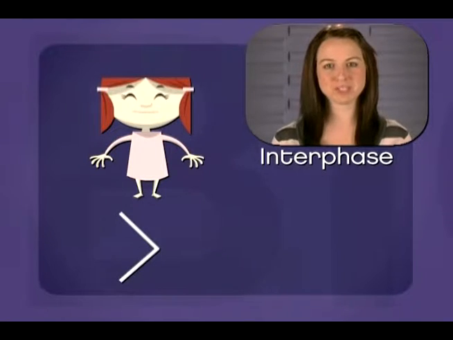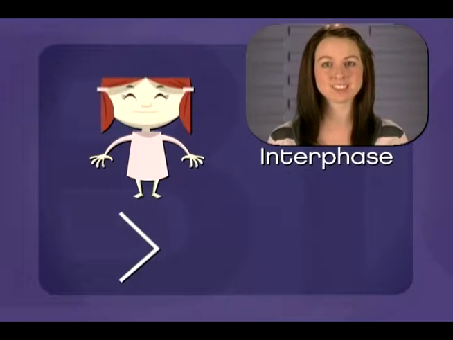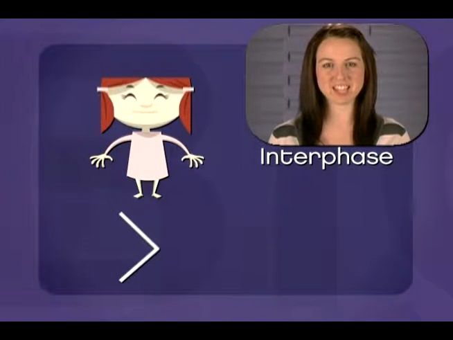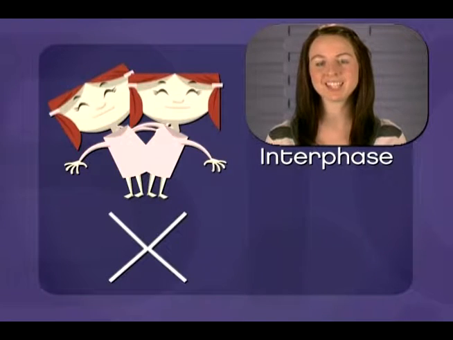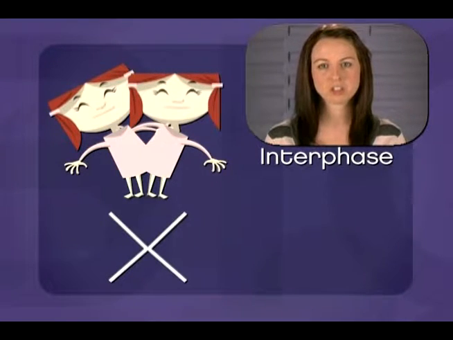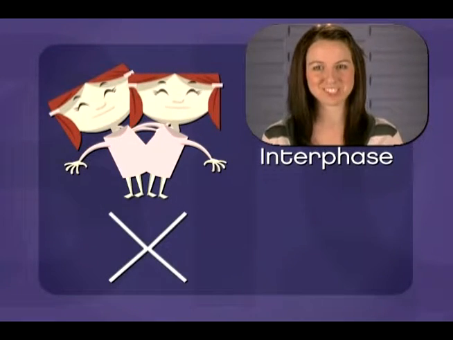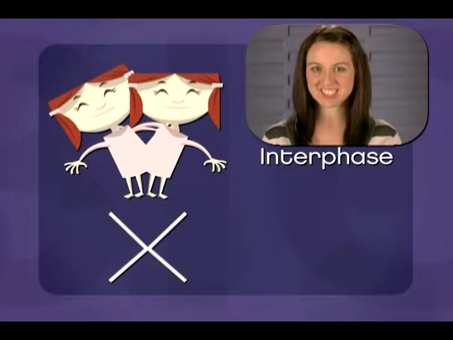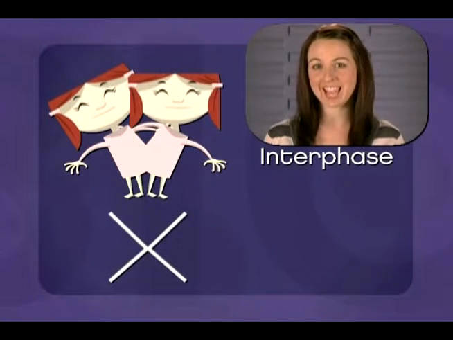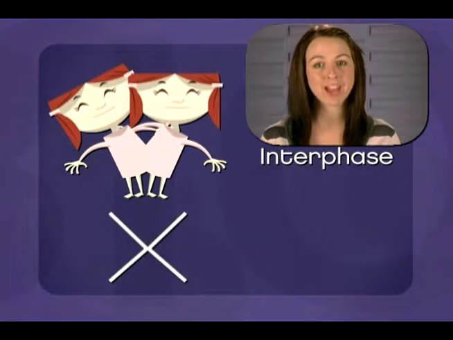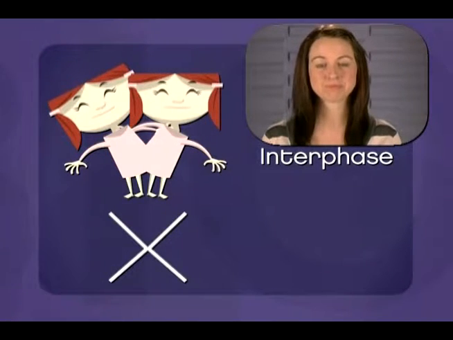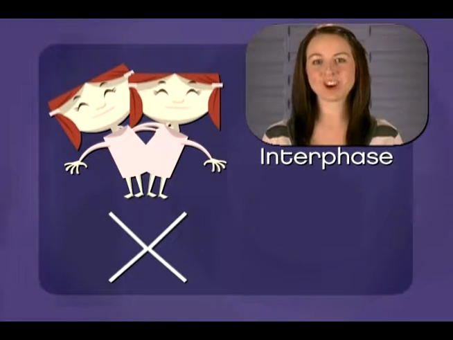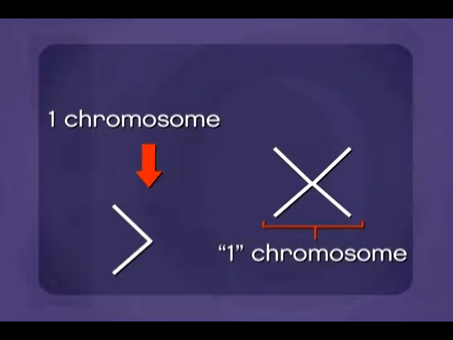Just like in mitosis, before meiosis even starts, there is a period called interphase, when the chromosomes get duplicated into 2 sister chromatids, which are like Siamese twins attached at the hip. Now pay attention to this. Although the DNA has been doubled, the chromosome count stays the same. That's because 2 chromatids are still only considered 1 chromosome.